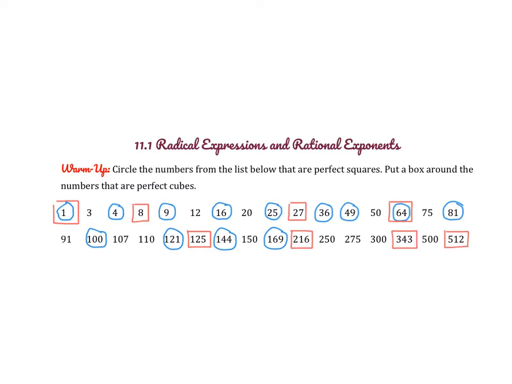So these are numbers that are just good to recognize. Maybe the higher ones you won't see as often, but certainly some of the lower numbers. If you can just recognize these numbers as perfect squares and perfect cubes, it will make it a lot easier to help you simplify radicals.